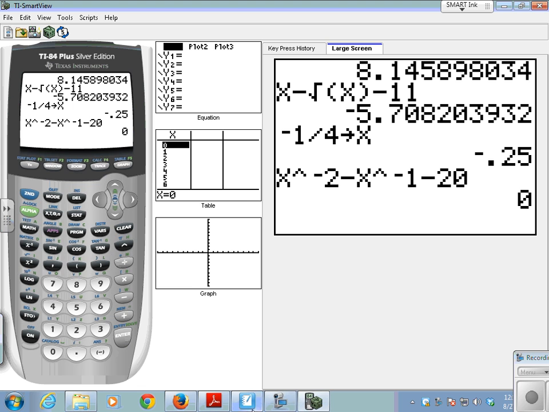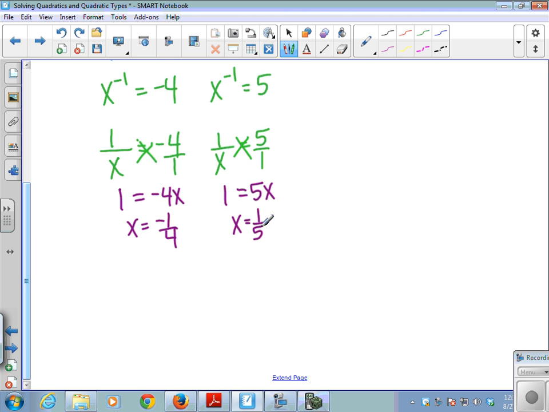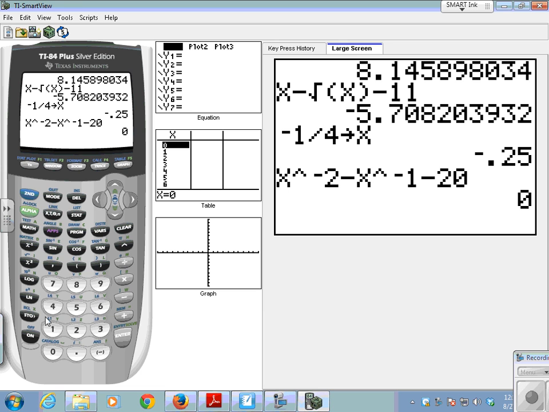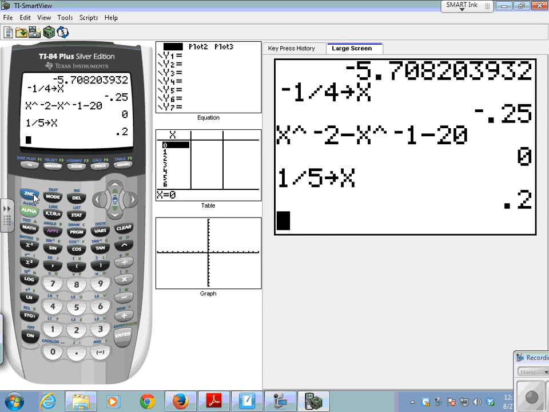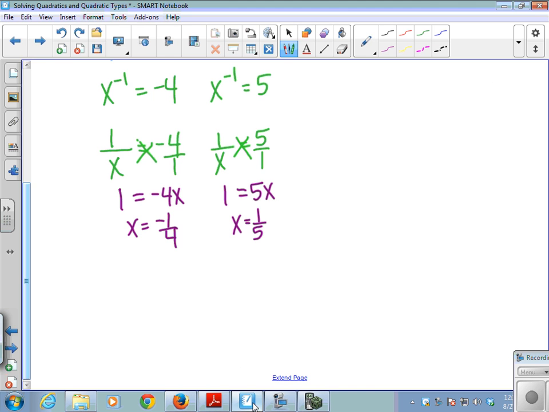Okay, it does. I'm going to take and do the same thing with our second answer. Try 1/5, so 1/5 store as x, and I'm going to hit second enter, so I don't have to type it all in again, and it gives us 0 as well. So both of these two solutions are our answer, and they both work.